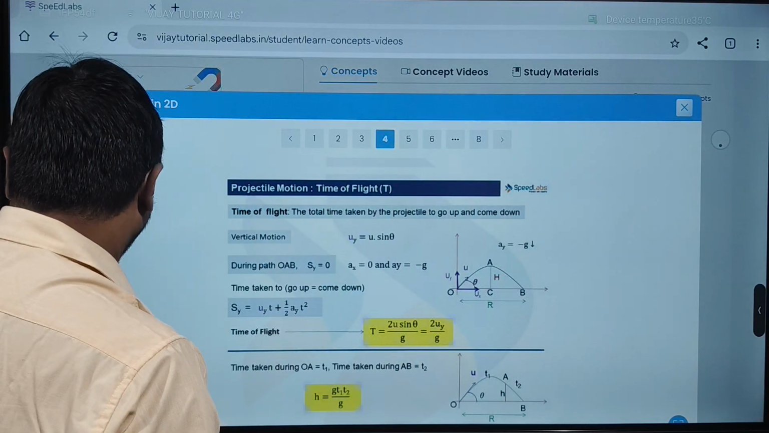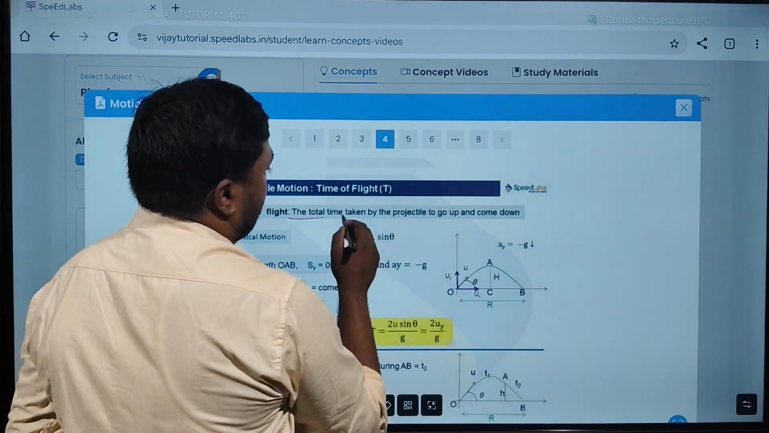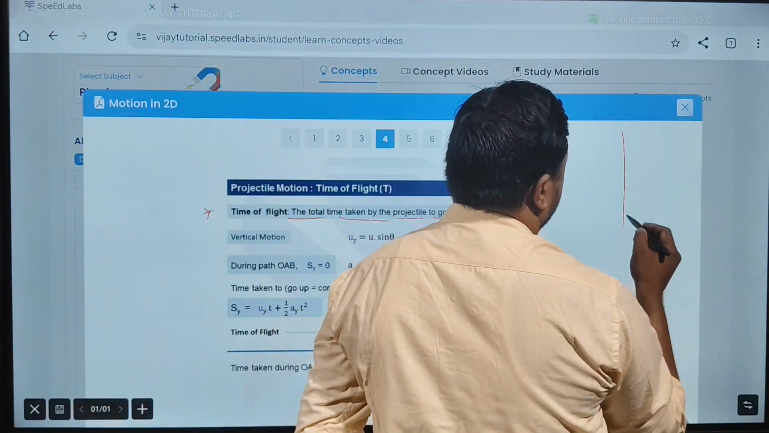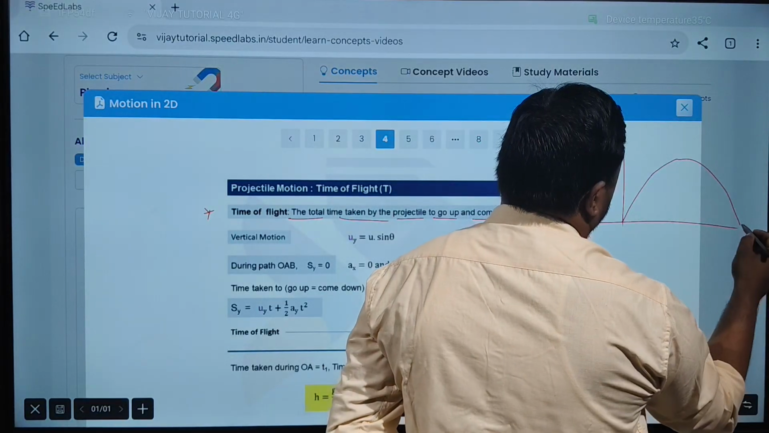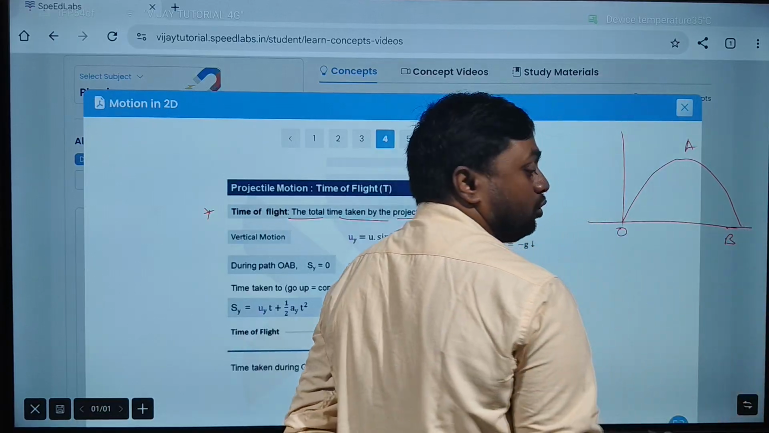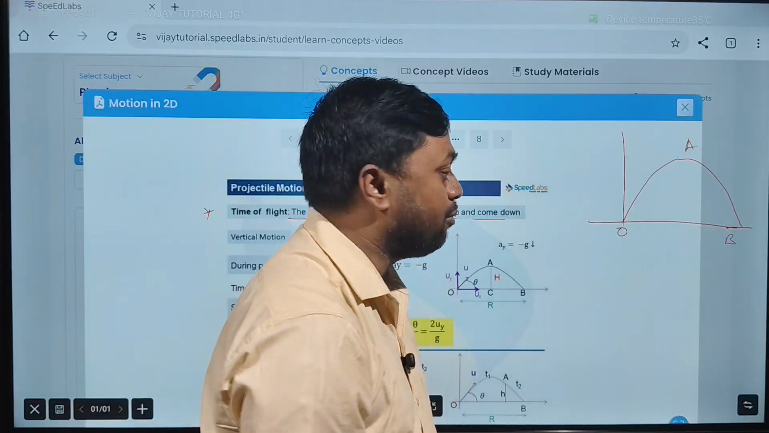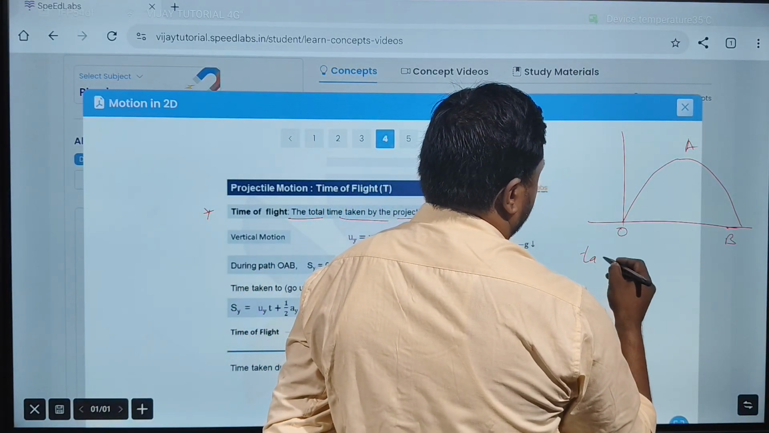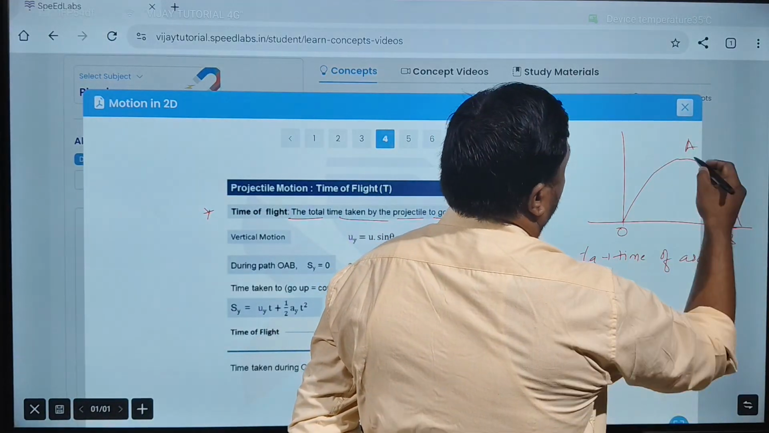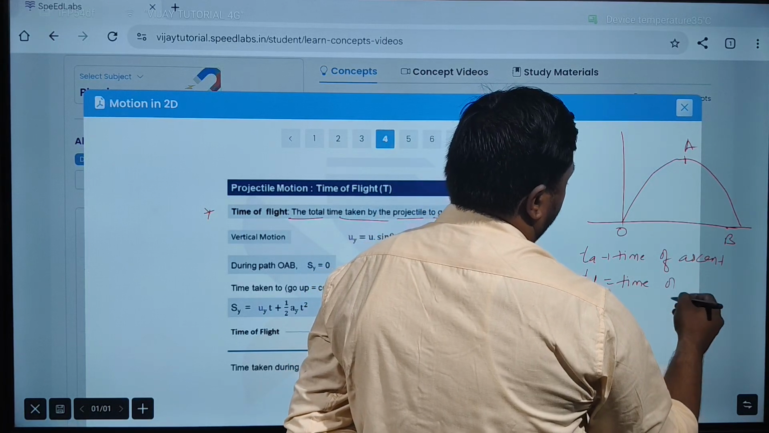Next, coming to the time of flight. So what do you mean by time of flight? The total time taken by the projectile to go up and come down. Here try to understand this. O, A, B: the time taken by the projectile from O to A is called the time of ascent, TA. And from A to B, it is called the time of descent.